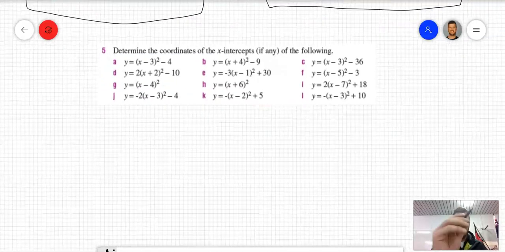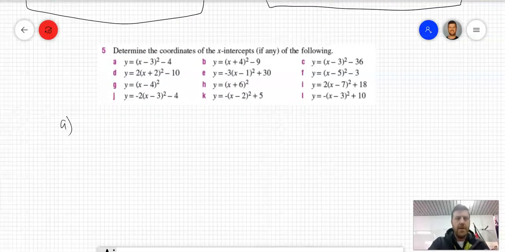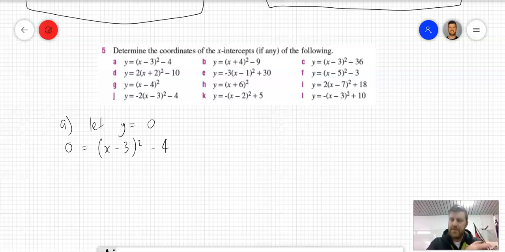Start with question 5a. So the equation is y equals x take 3 all squared, take 4. Again, to work out the x-intercepts, I'm going to let y equal 0. So 0 is equal to x take 3 all squared, take 4. Now at this point, it's already factorized somewhat, but I'm going to continue to factorize it using difference of perfect squares. Just for the sake of this first one, there are two terms here. That's one term and that's one term, and they're separated by a minus sign or a subtraction sign. So I can factorize this further using difference of perfect squares.